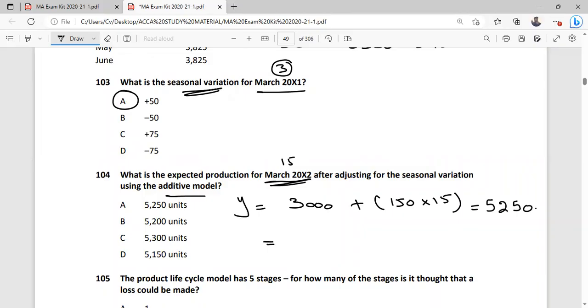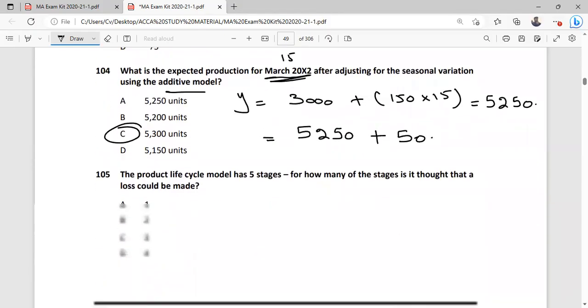Using the additive model. The additive model says that March variation is positive 50, which we calculated here in part A. So 5250 plus 50, our actual is 5300.